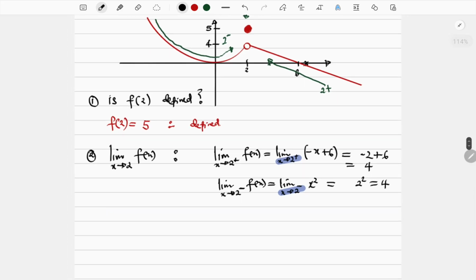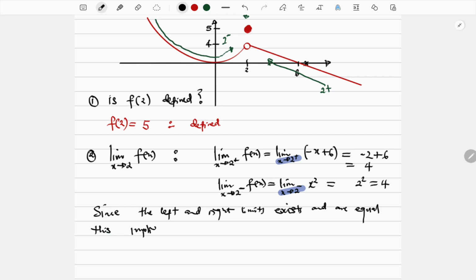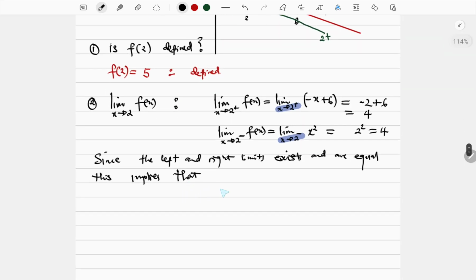Therefore, since the left and right limits exist, and are equal, this implies that the limit as x approaches 2 of f of x exists, and it's equal to 4.